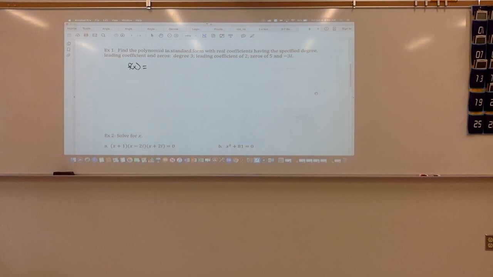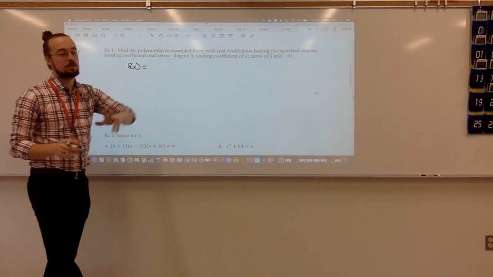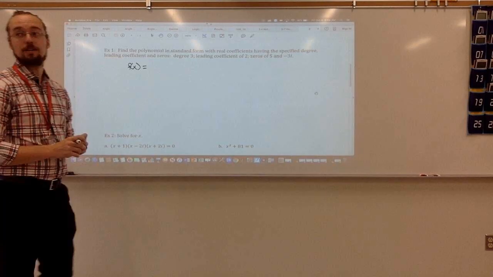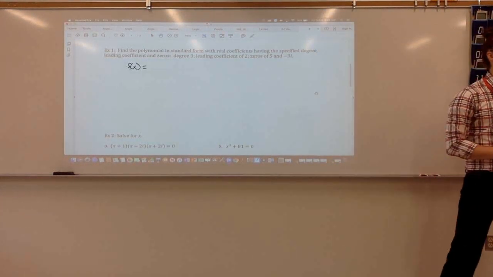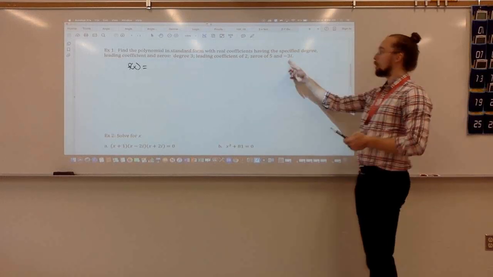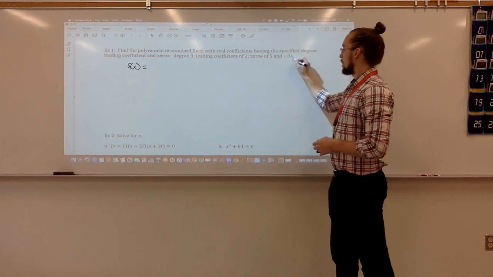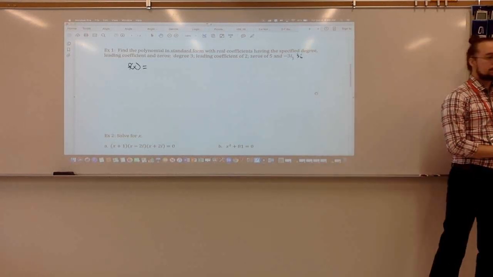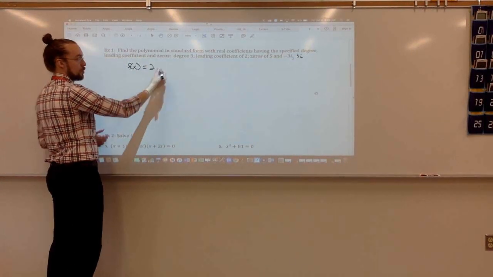So first it tells me I have a degree of 3, right? But it only tells me 2 of the zeros. What would the third zero have to be? Positive 3i, right? All irrational and imaginary zeros come in conjugate pairs. So if negative 3i is a zero, positive 3i will also have to be a zero. It tells me my leading coefficient is 2, so I can go ahead and throw that out front.